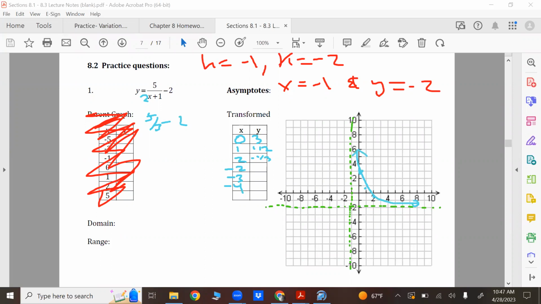If I plug in -2, I think I get -7. If I plug in -3, I get -4.5.